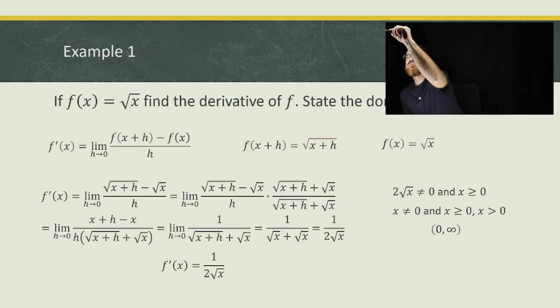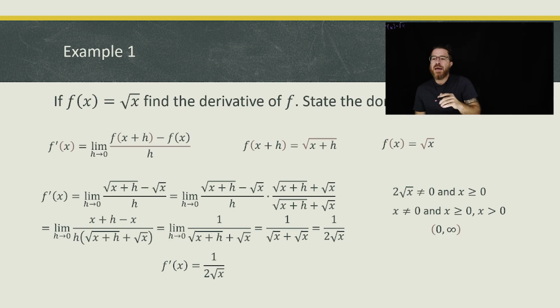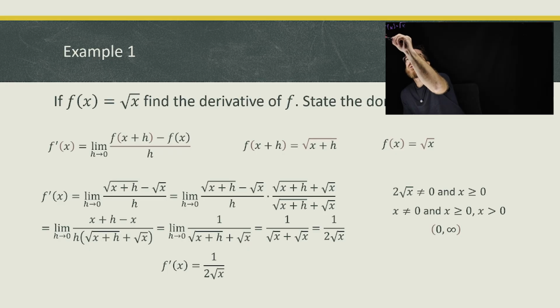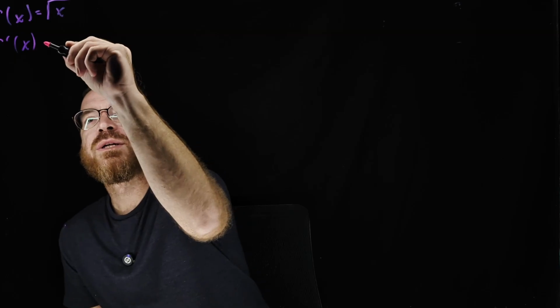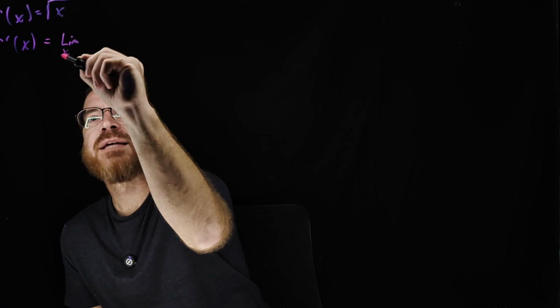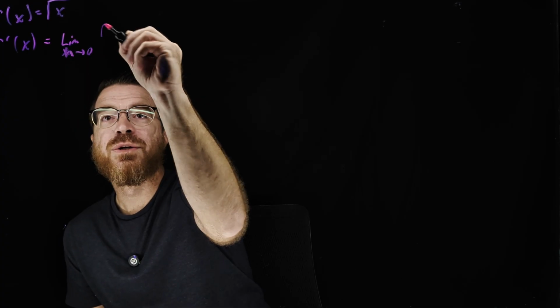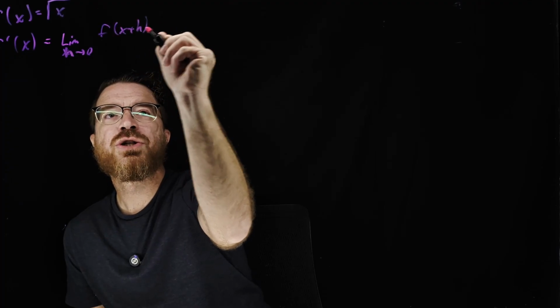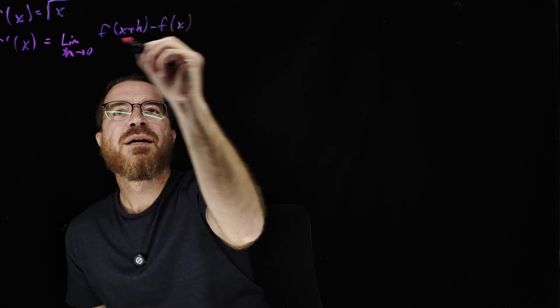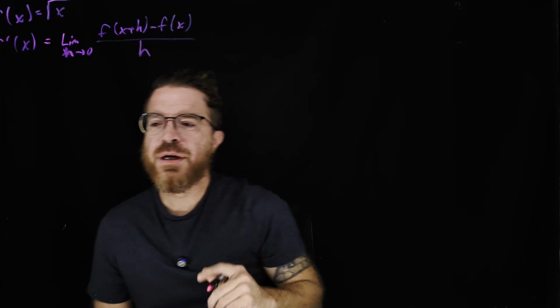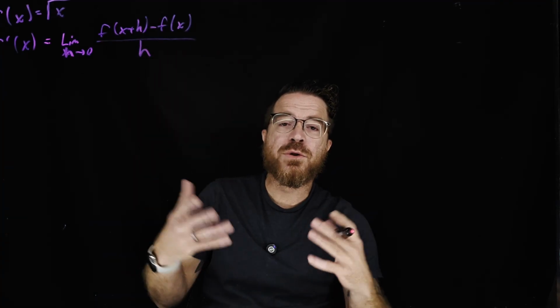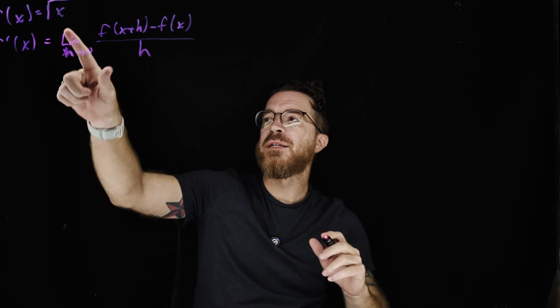So let's do an example using our definition of a derivative. Let's say that we have the function f of x equals the square root of x, and we want to find the derivative f prime of x. First, we're going to use our definition of a derivative, and we are going to take the limit as h goes to 0 of f of x plus h minus f of x, divided by h. Just like before, f of x is equal to the square root of x.